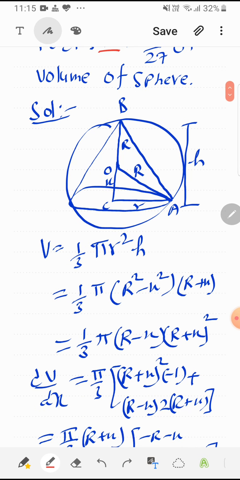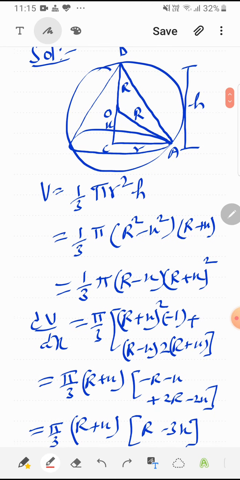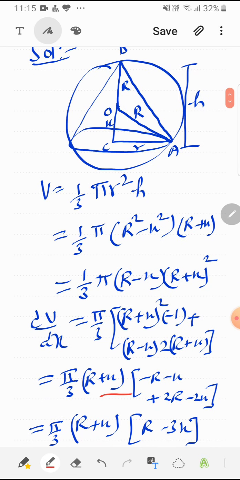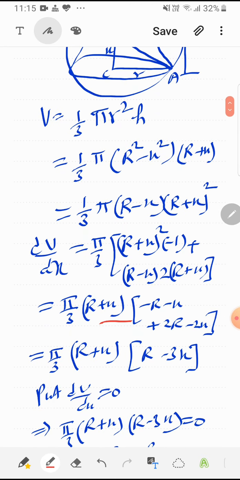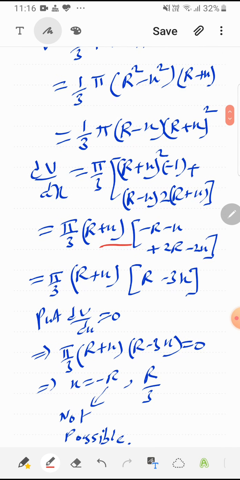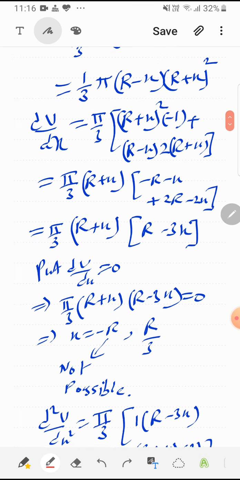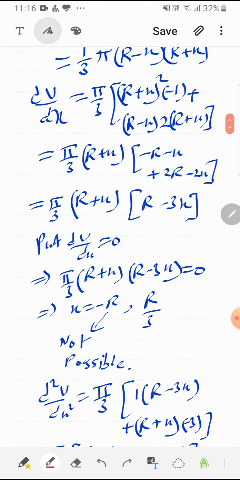Now we can apply derivative. So it's very simple, applying product rule and taking R plus x common. So we are left with R minus 3x in the brackets. Now put derivative 0 so that x is either minus R or R by 3. So minus R is not possible, so that x is R by 3.